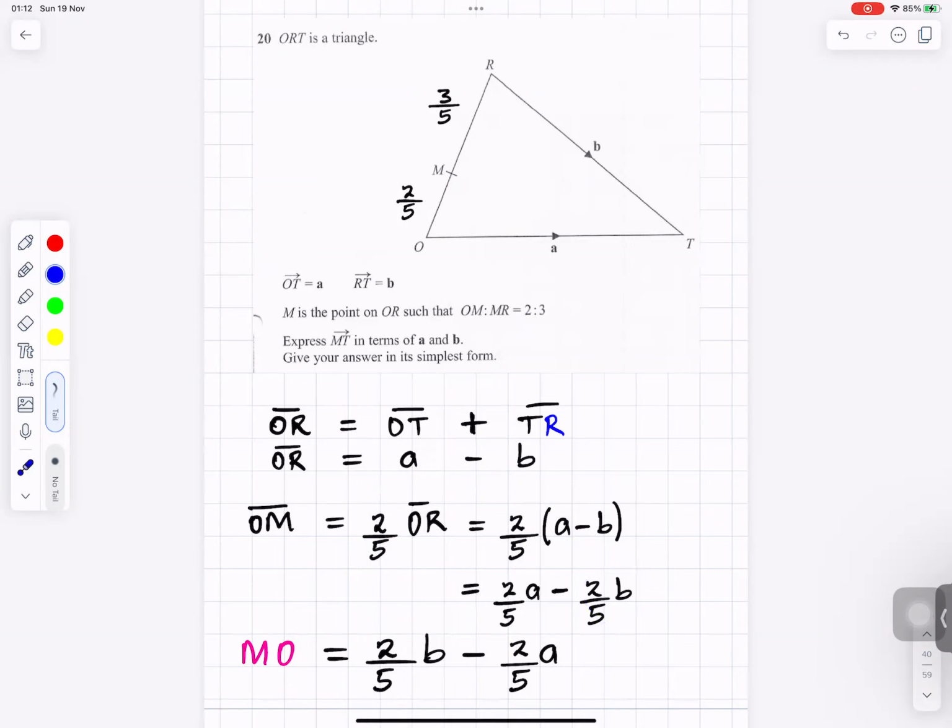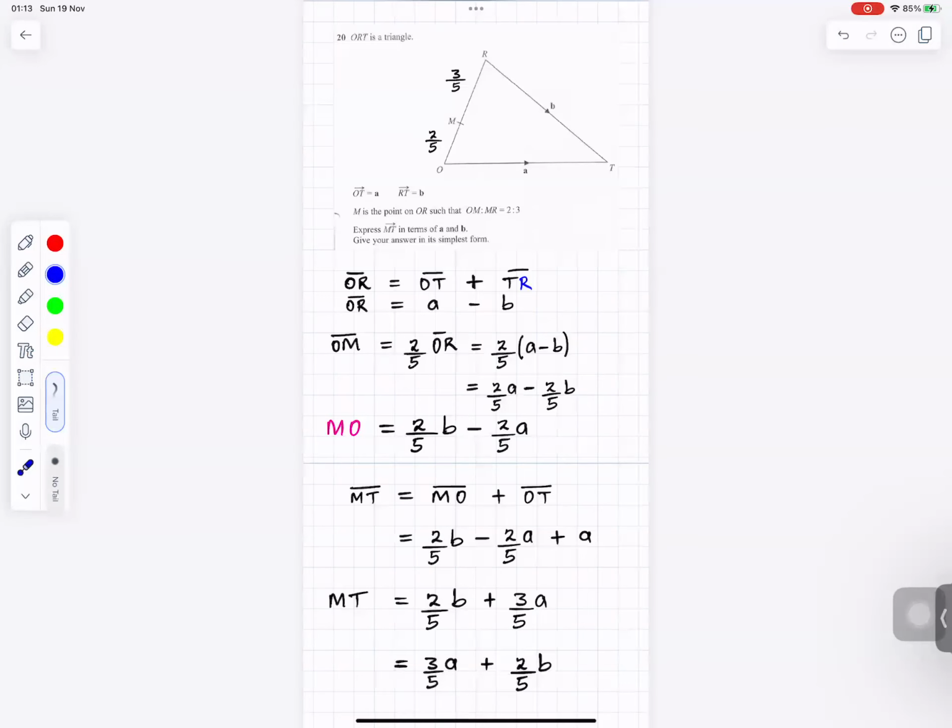It's very important. OM is different from MO. So you swap them. When you go from OM to MO, you put a minus in front, and this one will change to plus. So it will now be 2 over 5B minus 2 over 5A.